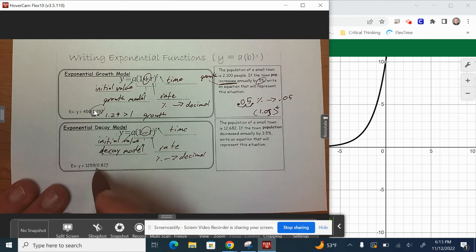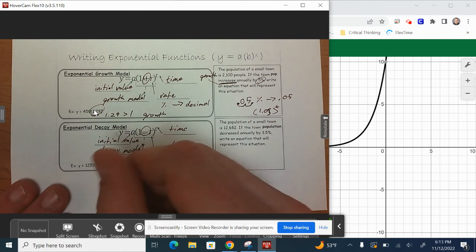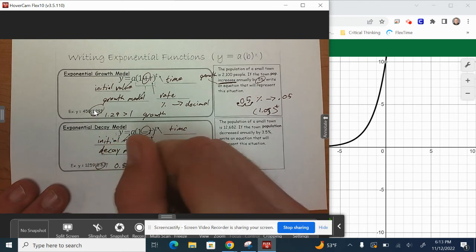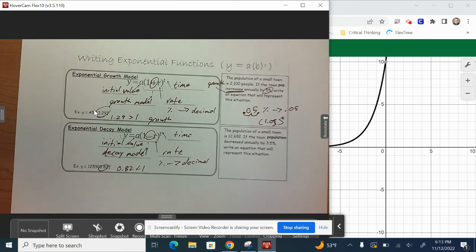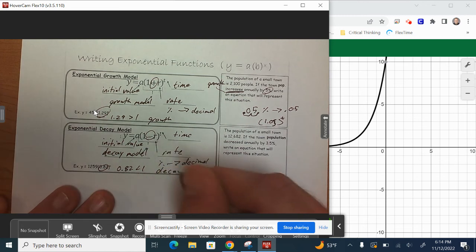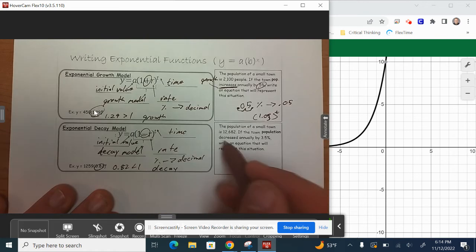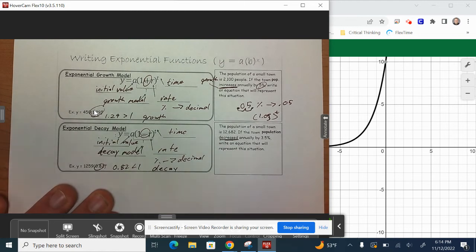And if we look, we got 0.82. That's less than 1. So that's what tells us decay. If I'm looking at an equation, I have this whole word problem, but it gives us the equation. That tells me decay right there. I look in that parentheses. Well, it's less than 1 now. So that's what tells us decay. It's getting smaller. It got smaller.